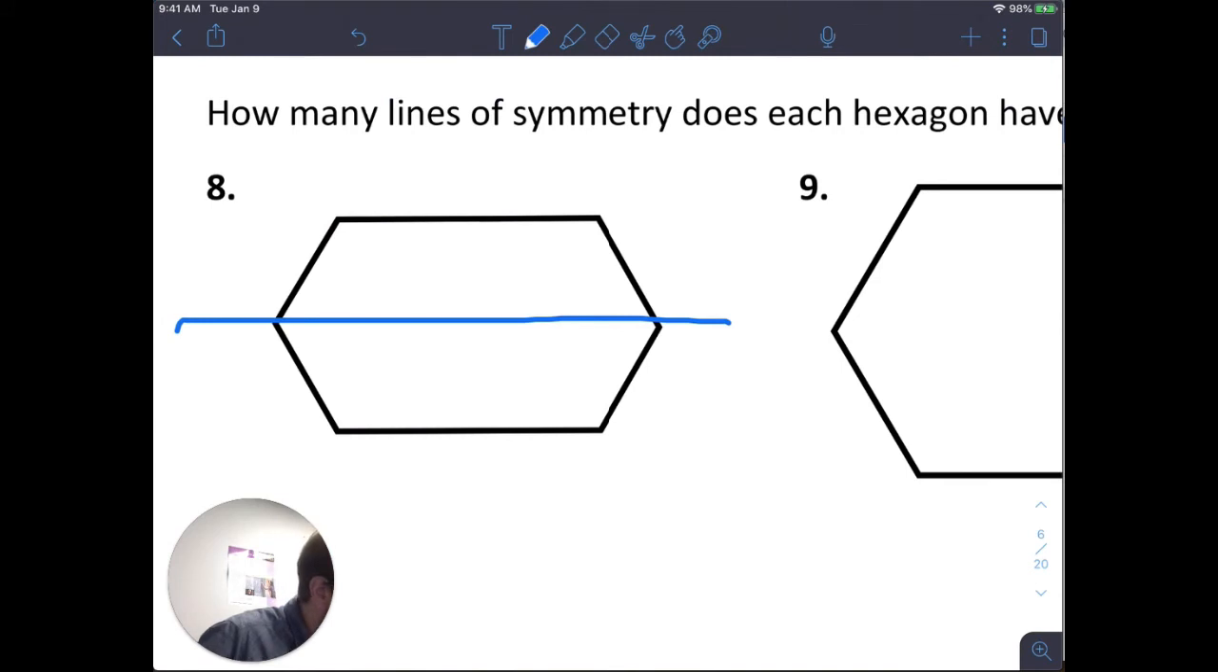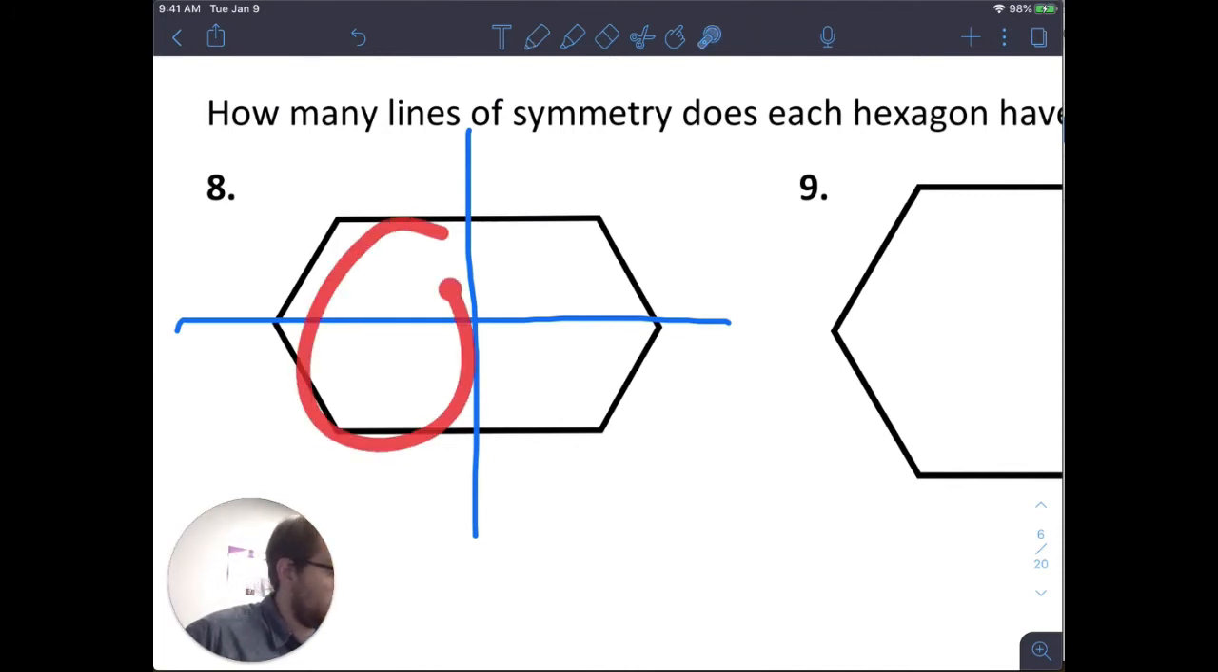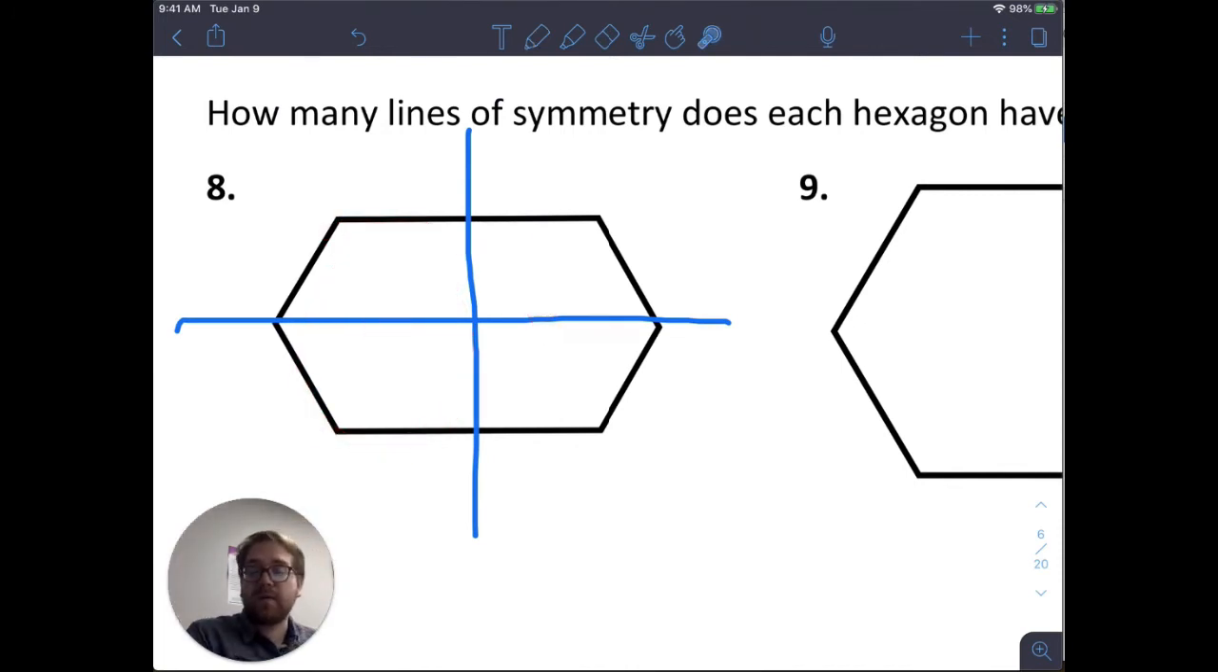And I could do the same thing here. If I go straight down the middle, okay, and I were to reflect this side onto this side, they again would be right on top of each other. Okay? It maps onto itself, is what we say. And so this figure actually has 2 lines of symmetry.